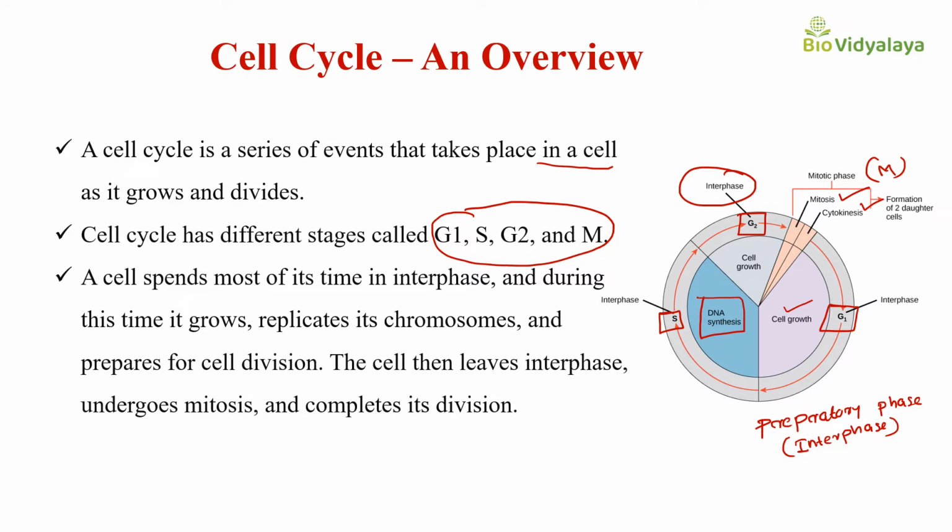And there is another stage called the G0 stage. Non-dividing cells in a multicellular organism generally enter into a resting stage or quiescent stage called the G0 state from the G1 stage. And these cells remain in this resting stage for a long period of time, for example kidney cells. So G0 means quiescent stage or resting stage.